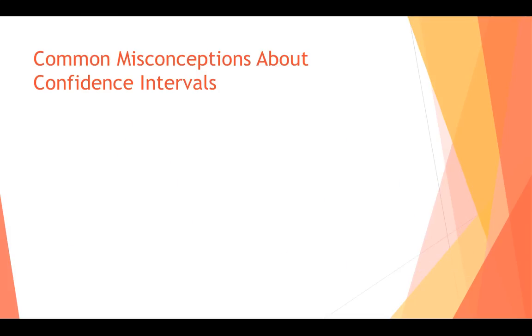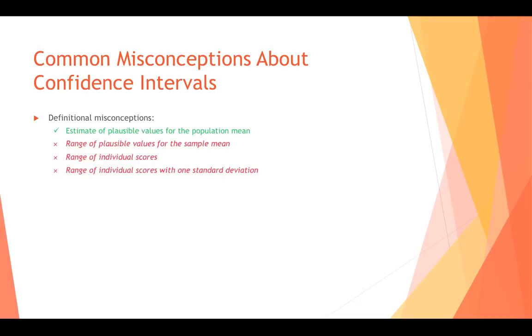Here are some common misconceptions about confidence intervals. 1. Definitional misconceptions. A confidence interval is an estimate of a plausible value for the population mean. It is not a range of plausible values for the sample mean, a range of individual scores, or a range of individual scores within one standard deviation.